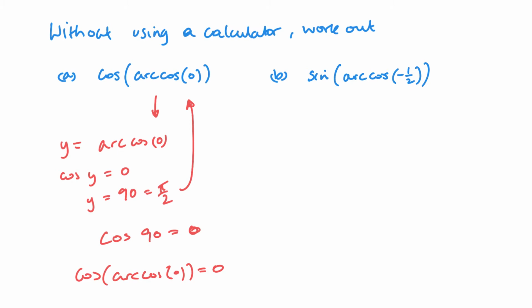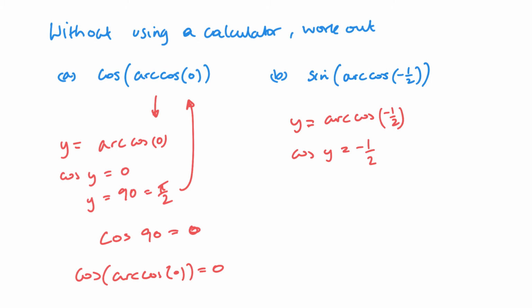Now this one's a little bit different. So we've got arccos of negative a half. Again, think of y equals, so you're thinking cos y equals minus a half. So you should know this. If I'm thinking of the positive ones, cos is a half at 60 degrees.